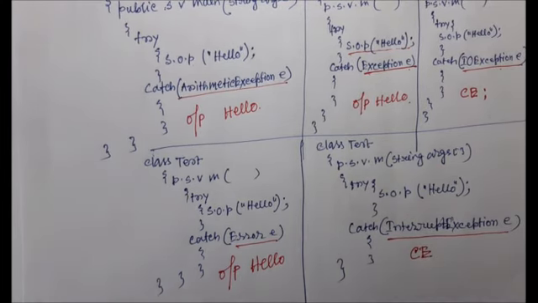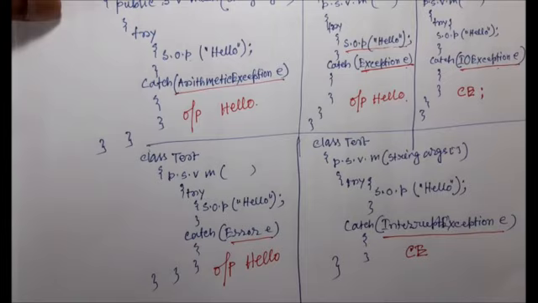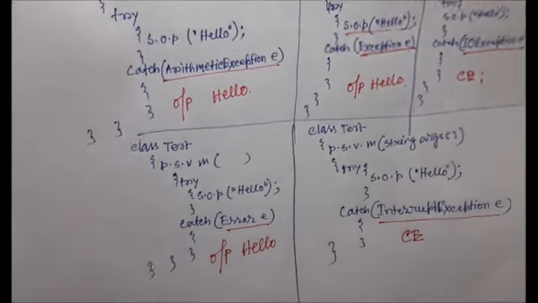So far we have discussed the throws keyword: why it is needed, what the purpose of this throws keyword is, and how I can use it. Now move on to the next topic, that is customized exception.